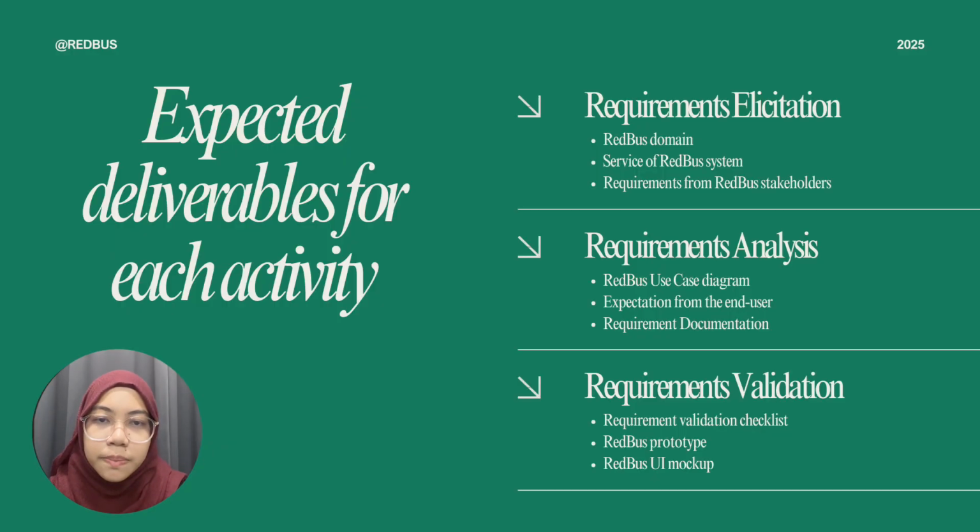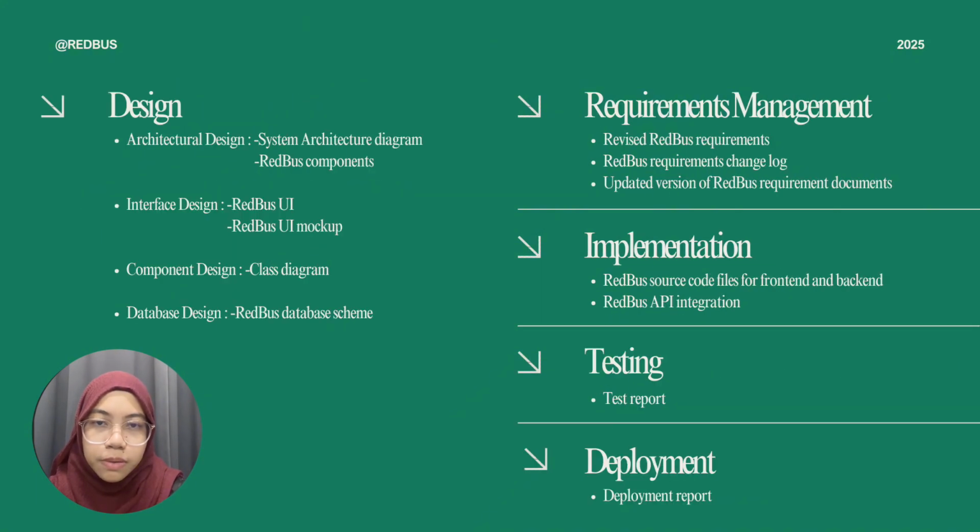The incremental model applied to Redbus development has expected deliverables for each activity. First, we have requirement elicitation, which is the Redbus domain, services of the Redbus system, and requirements from Redbus stakeholders. Second, we have requirements analysis: Redbus use case diagram, expectations from the end user, and requirement documentation. And the third one, we have requirements validation, which is the requirements validation checklist, Redbus prototype, and Redbus UI mockup. And fourth, we have requirements management, which is the revised Redbus requirement change log and the updated version of the Redbus requirement document.